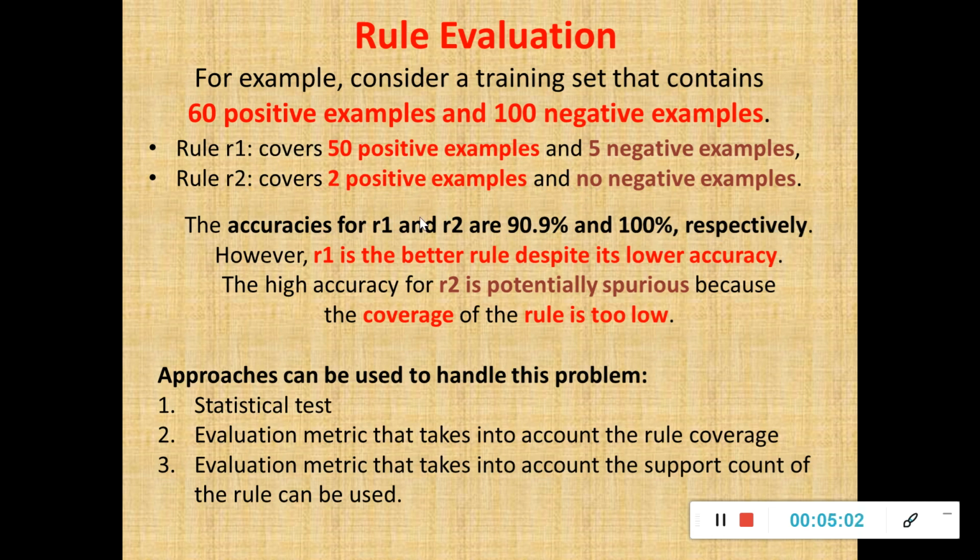Accuracy is defined as the total number of correct predictions divided by the total number of predictions. So with respect to rule R1, what is the total number of correct predictions? 50 divided by the total number of predictions: 50 positive, 5 negative, 55. So 50 by 55 is 90.9%. Similarly for R2, 2 divided by 2 is 100%.